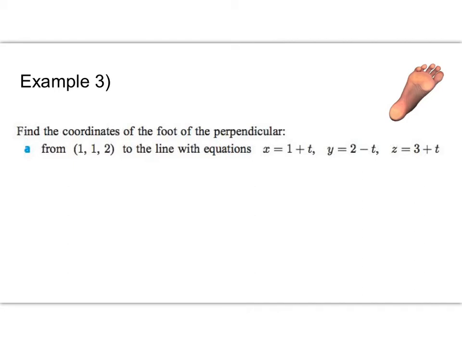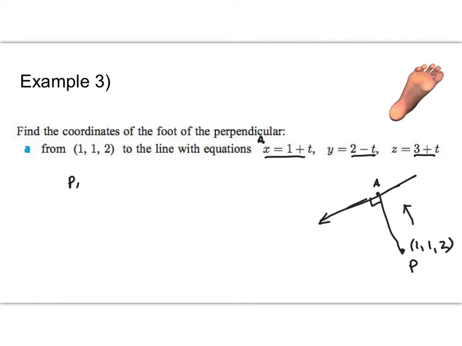So we have a point P, I'm going to call it P, and it's 1, 1, 2. Some point P, and then it goes to a line. I'll call where it intersects with a right angle A, but I have some line here that's a vector, because look, here's 1 plus t, 2 minus t, and 3 plus t. All right, so I need the direction of this line. That's P to A.